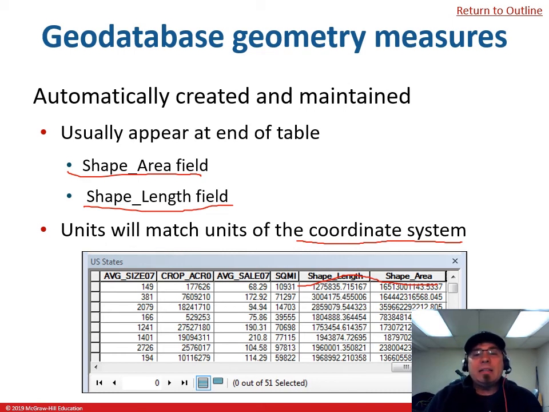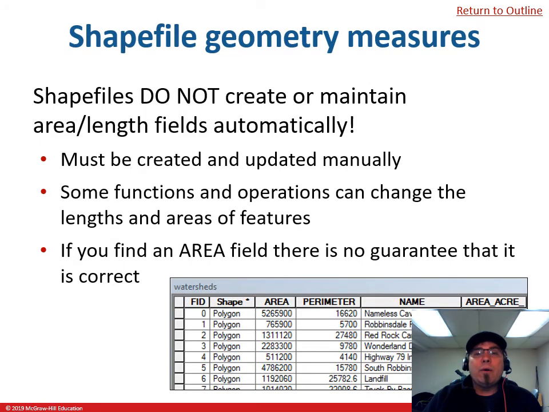So let's say I need some other geometry field. I need acres, or I need hectares, or I need square kilometers. Well, that's really easy to do in ArcGIS using a few other options. Now, shape files, the older file format that you still see around, do not create areas and lengths automatically. And it's vitally important that you understand this.